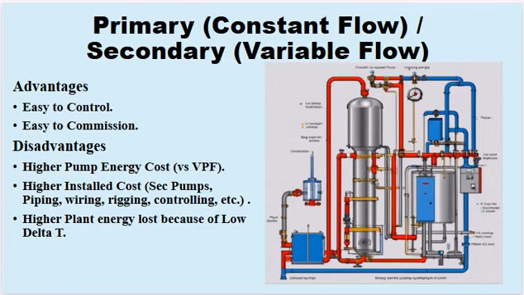In HVAC systems, the primary constant flow, secondary variable flow configuration has its own set of advantages and disadvantages. One of the main advantages is that it is easy to control and commission, making the system simpler to set up and manage. However, there are several disadvantages. Firstly, higher pump energy costs compared to variable primary flow systems occur because the pumps run continuously at full capacity, regardless of demand. Another drawback is the higher plant energy loss caused by a low delta T temperature difference, which reduces the overall efficiency of the system.